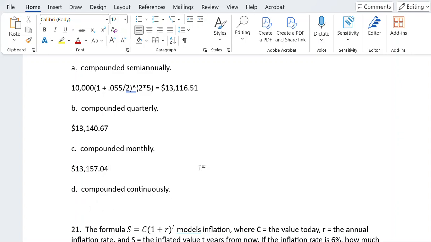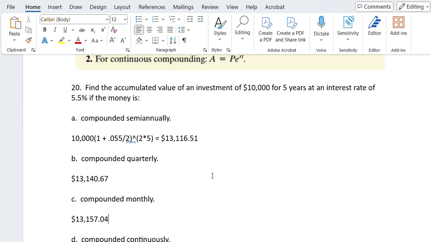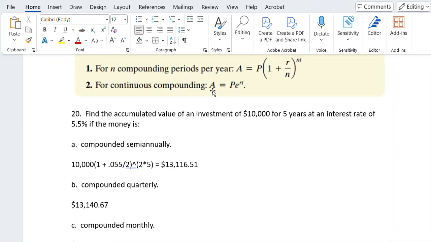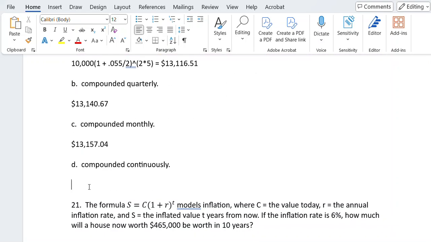The last one here is compounded continuously, and that's the one that has a different formula. So my formula is that A equals P times E to the RT power. So 10,000 is still going to be my principal. E, we're going to use the E button on the calculator. And my rate is still 5.5%, and my time is 5 years. So plugging this in is going to look like this. I'm going to do 10,000 times E raised to the power of 0.055 times 5. So I am still converting that interest rate into a decimal.